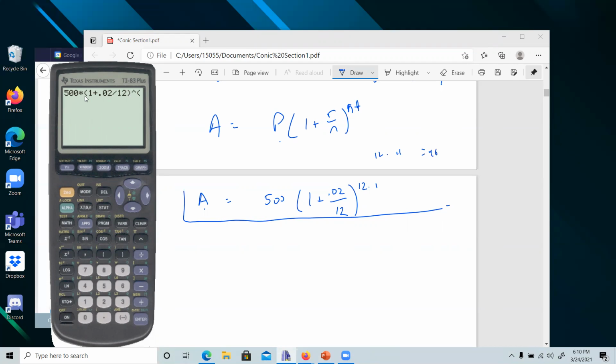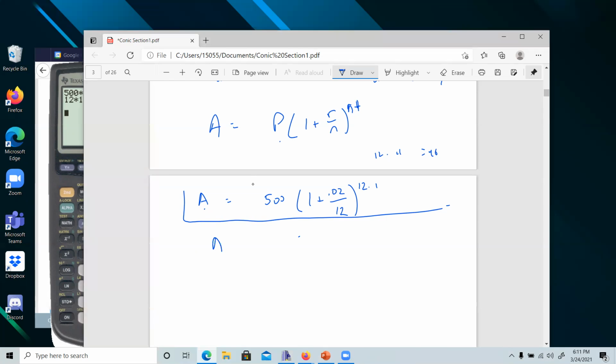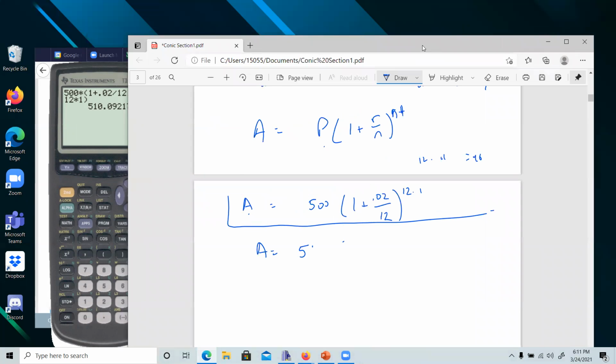Okay, 500 times (1 plus 0.02 divided by 12), in parentheses, with a caret to raise to the power. And if you've got anything more complicated than like 12, put the parentheses in. I know a lot of students like to put the whole thing in. That's cool. Just put the parentheses in to make sure it's going to calculate correctly. Because if it's 2 years, it'll do the 12, and then multiply the whole thing by 2. And that's not what you want. You want to raise it to the power. All right. So at the end of our year, A will be $510.09.